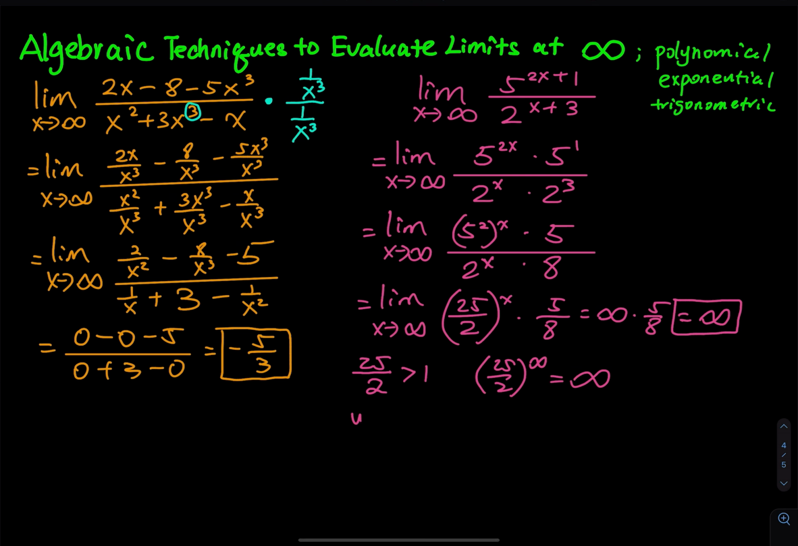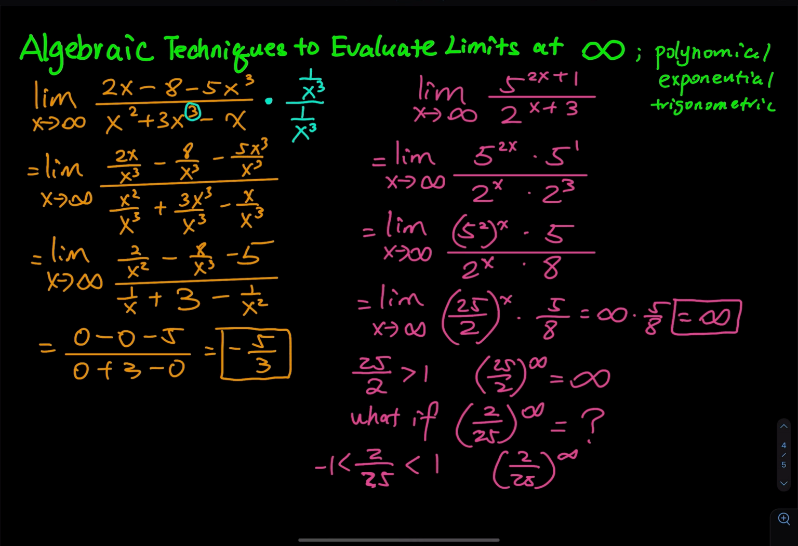So what if I have 2 over 25? You get the same thing if you use a 5, raised to the infinity power. So what is that equal to? Since 2 over 25 is between 1 and negative 1, then 2 over 25 raised to the infinity is approximately equal to 0.